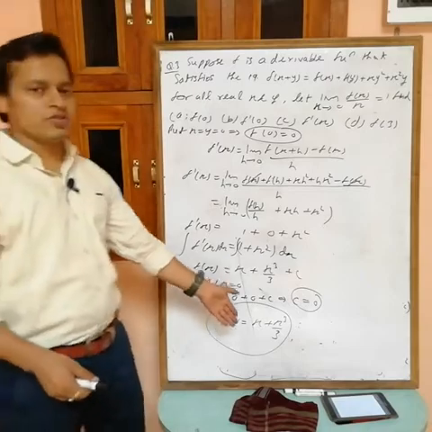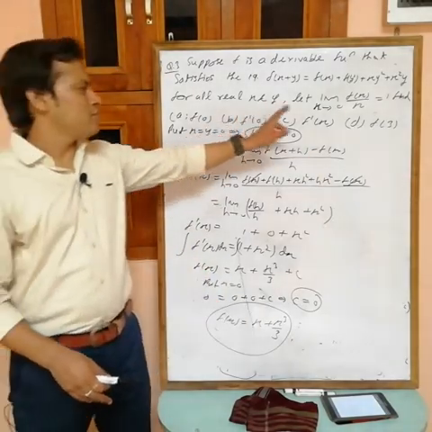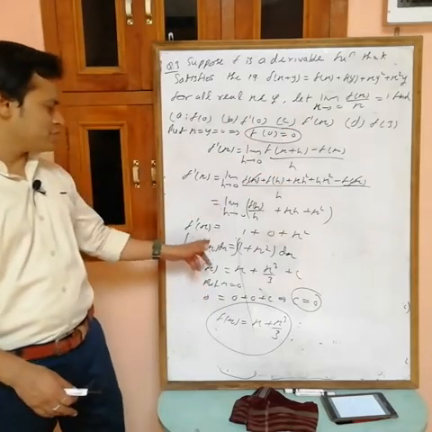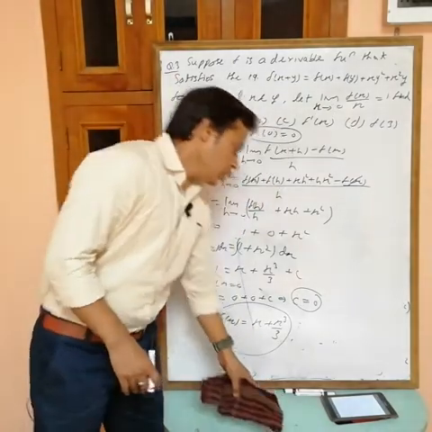For f(0), put x equals 0, we get 0. For f(3), put x equals 3. Easily you will get f'(0) and f'(x) by using this one. Here we have the value of f'(x) as 1 + x². Okay, done. Write down.